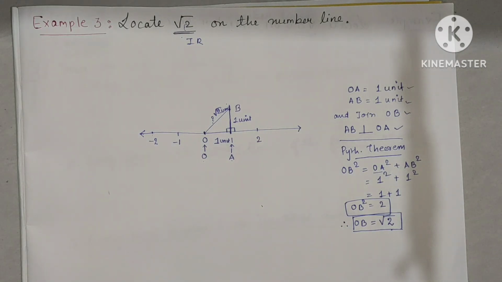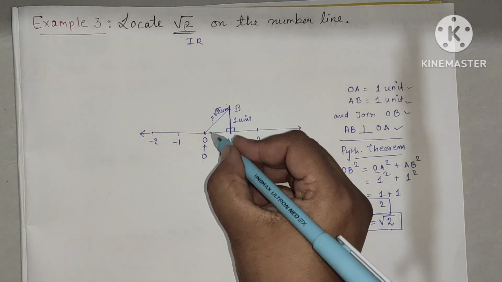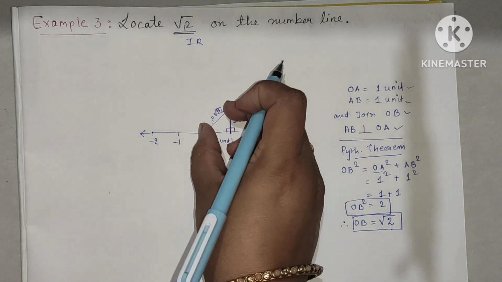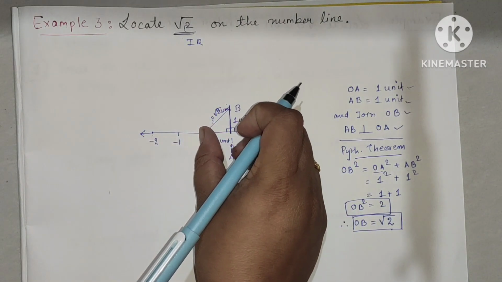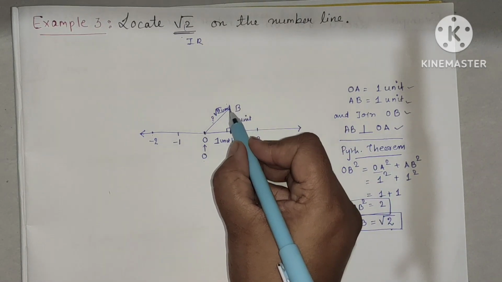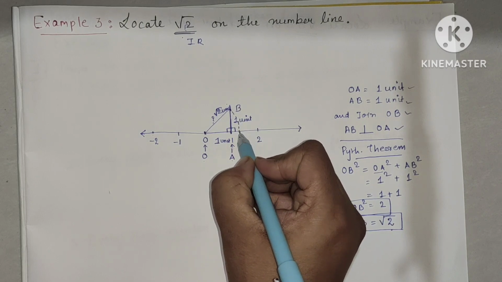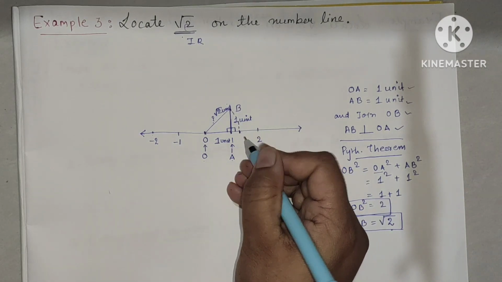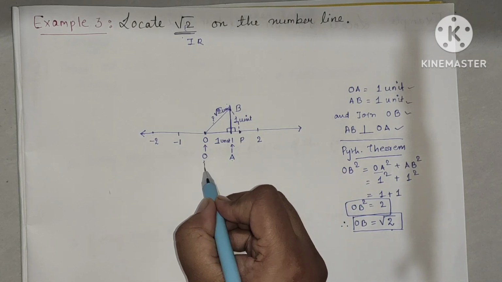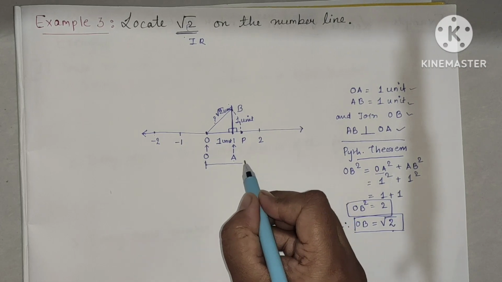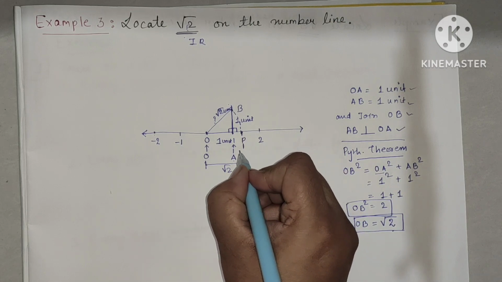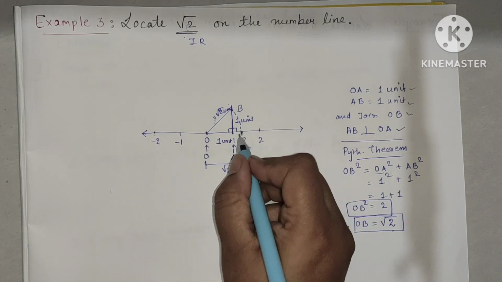After this, what are you going to do? You are going to take a compass and keep the compass at the point 0, and then drag this length onto the number line, marking this point as P. So this distance is nothing else but root 2. So this point will be your root 2 on the number line.